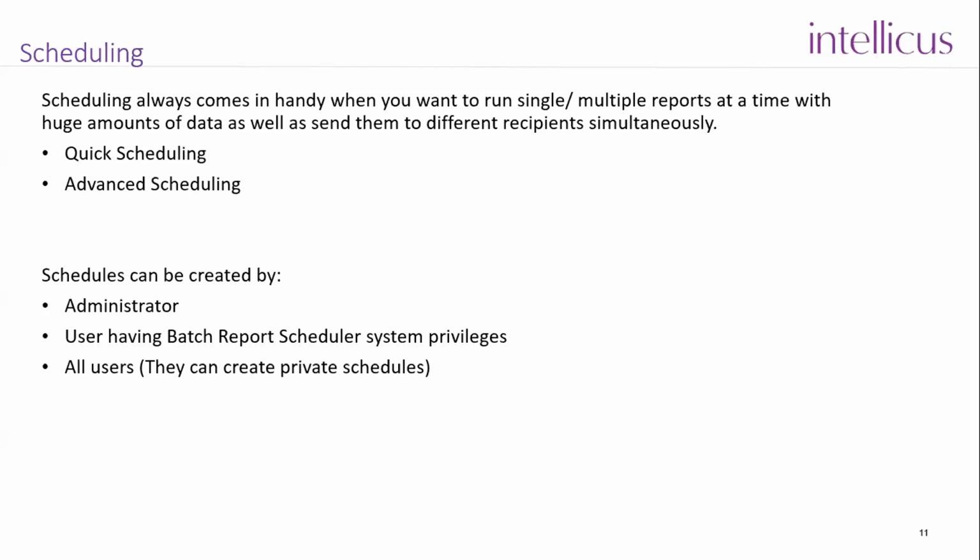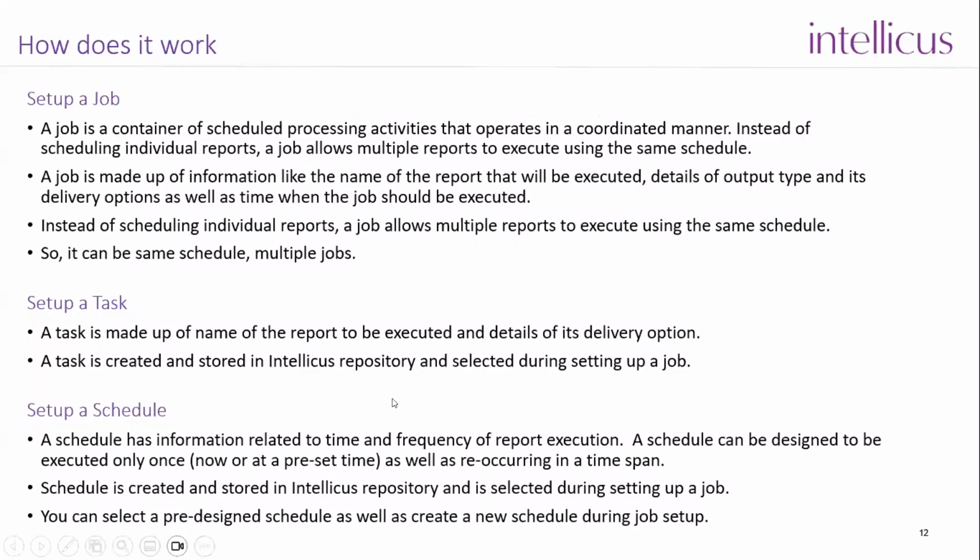When I say jobs and tasks, what do they mean? A job is a container of scheduled processing activities that operates in a coordinated manner. Instead of scheduling individual reports, a job allows multiple reports to execute using the same schedule. So it can be the same schedule and multiple jobs.